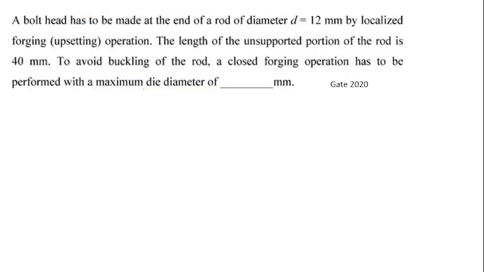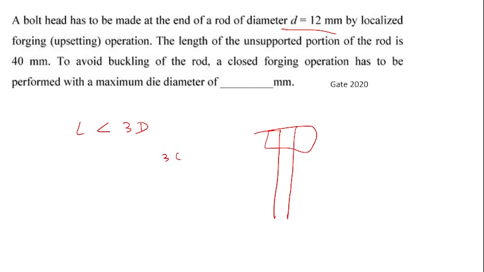So what is the question? A bolt head has to be made at the end of a rod, diameter given is 12 mm. There is one rod and you have to make a bolt. So what will you use? You'll use upsetting. The length of the unsupported portion of the rod is 40 mm. So it should always be less than what? 3D. So what is 3D? 36. So it is greater than 3D.